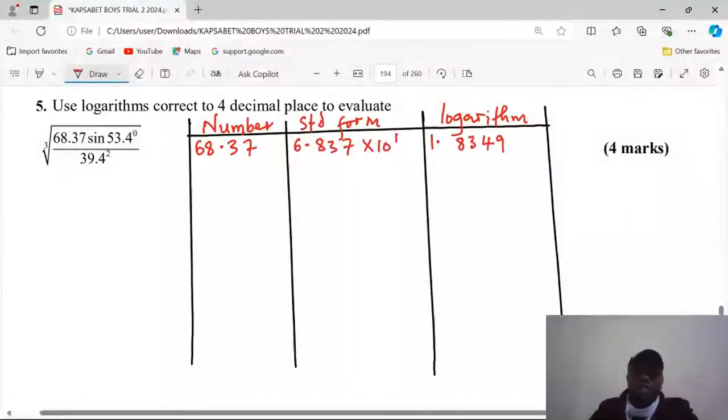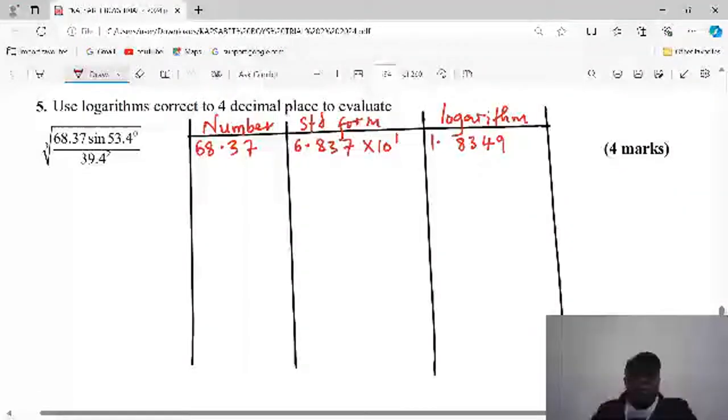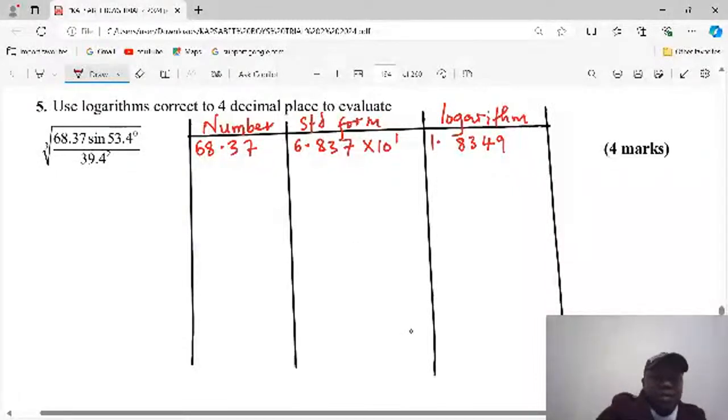Remember, we've been told to use logarithms. This question is very different from another that tells you to use logarithm tables. When you are told to use logarithm tables, kindly use the logarithms in the mathematical tables. In this case, we have just been told logarithms, and you can apply the logarithms in your calculator.